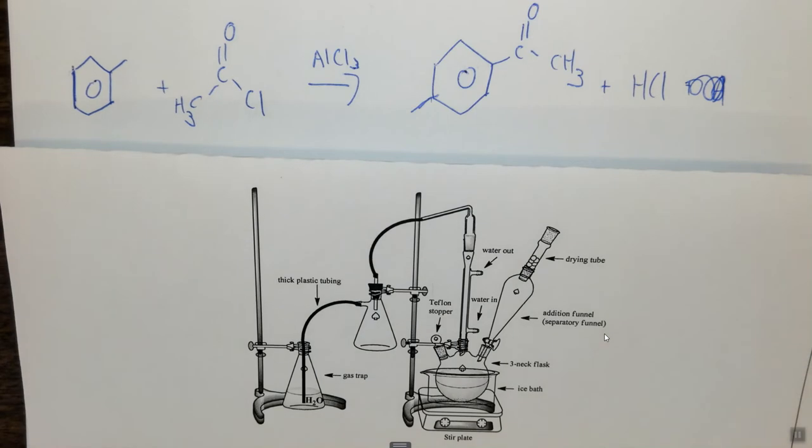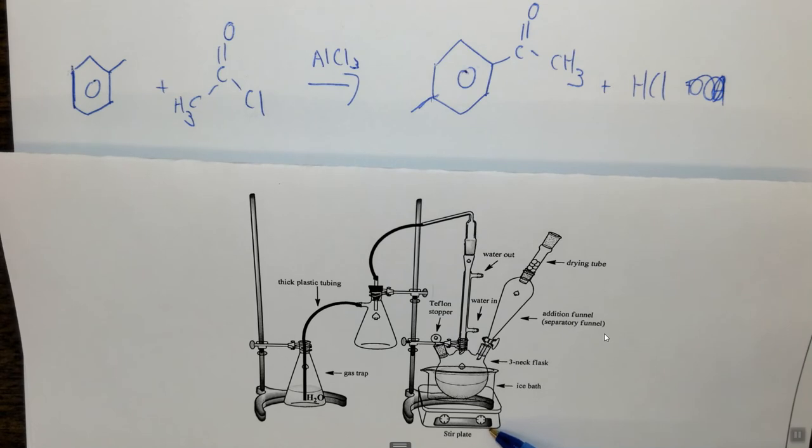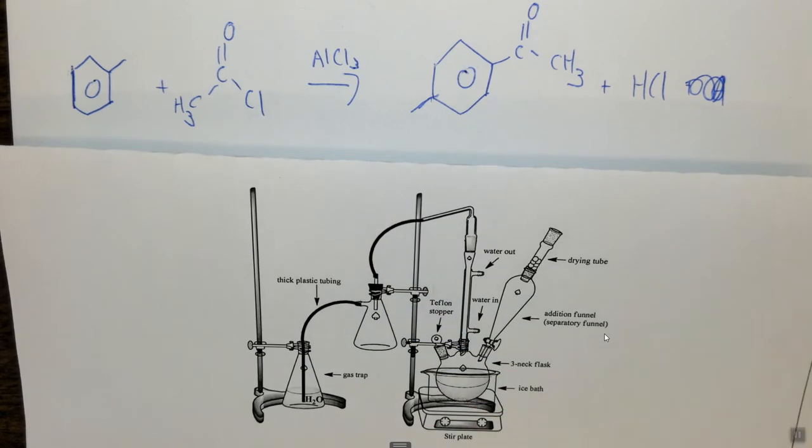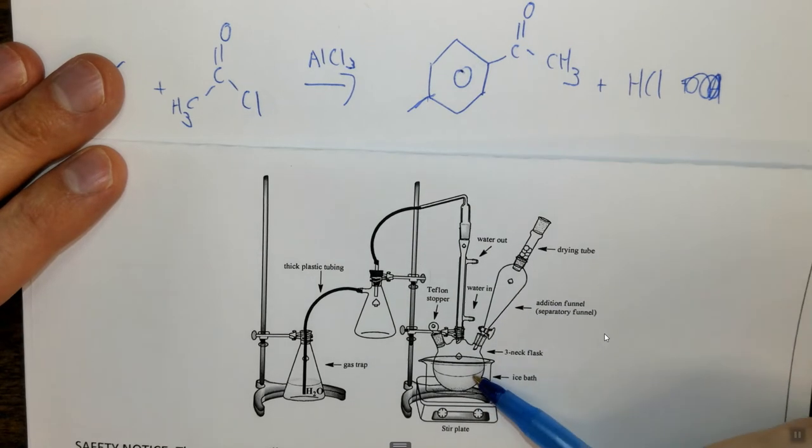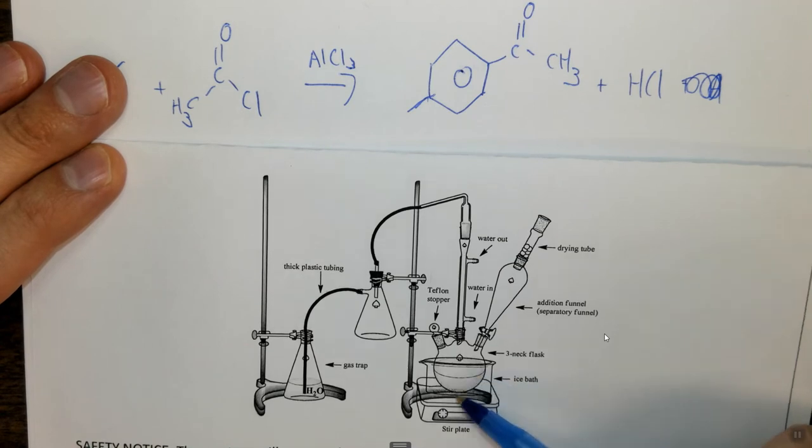So this isn't exactly what you're going to use, but it's somewhat similar to what you're going to have. Notice that you have an ice bath and a stir plate, and your gas trap will look a little bit different, but it's the same idea. So what we're going to do is put our aluminum chloride in dichloromethane here. Specifically, we're going to put 7 grams of aluminum chloride and 12.5 milliliters of dichloromethane into our round bottom flask. And we're going to stir that up.